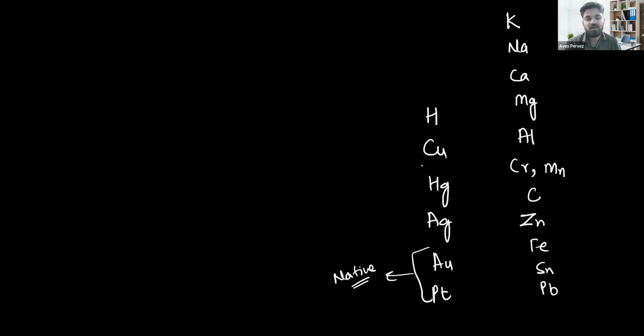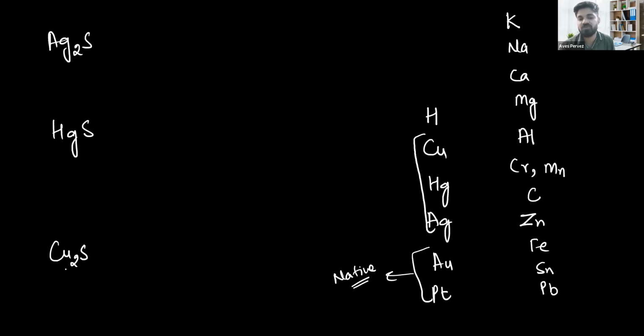So here you see that copper, silver, and mercury may exist in Ag2S form. This Hg can exist in HgS form, and this copper can exist in Cu2S form. Got it? So from these you can get the metal by simple roasting.